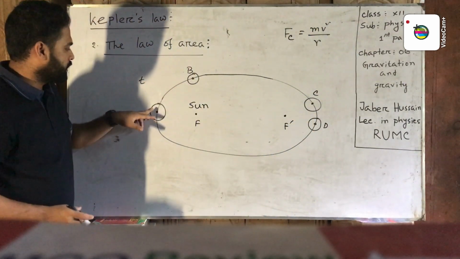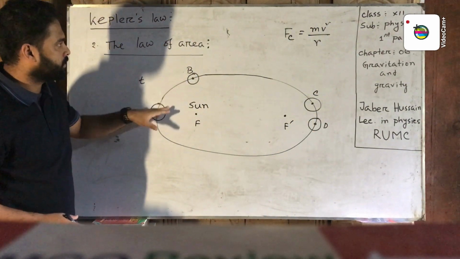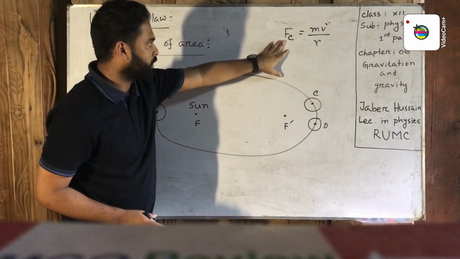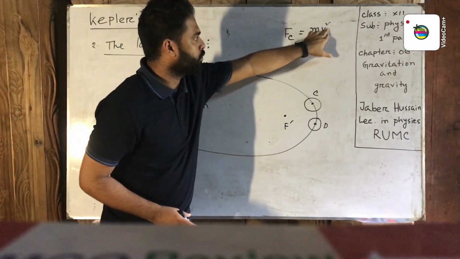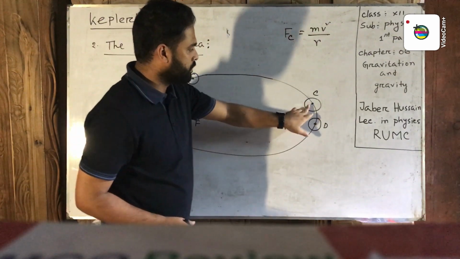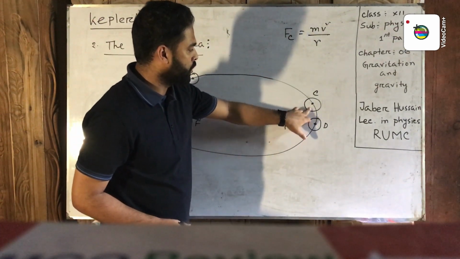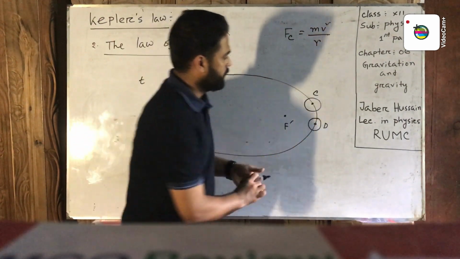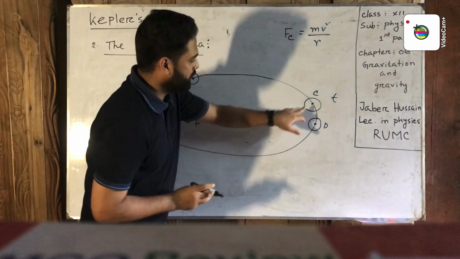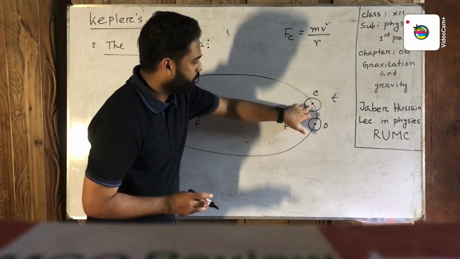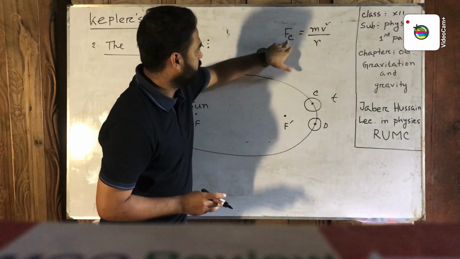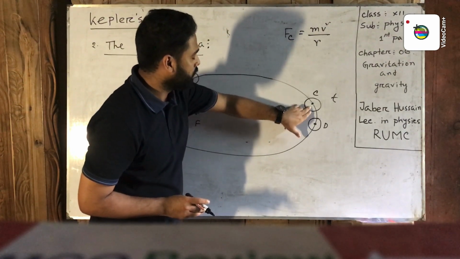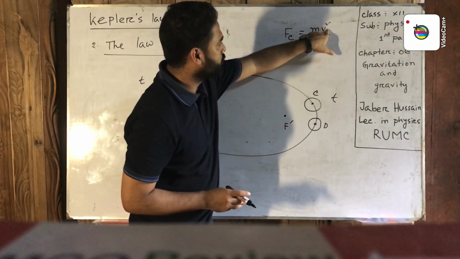In this region, the distance will be greater because centripetal force will be greater. For this reason, the velocity will be greater. In this region, the distance in t time will be smaller because the centripetal force will be smaller. For this reason, the velocity also is smaller.